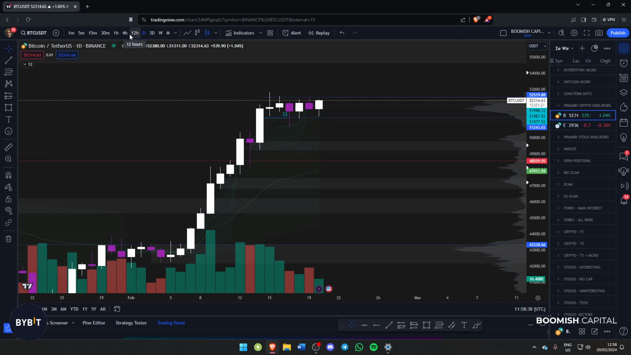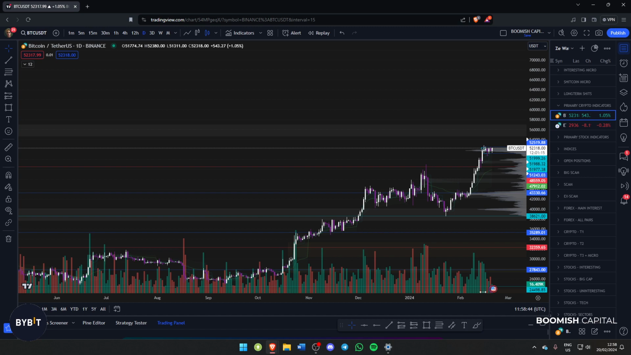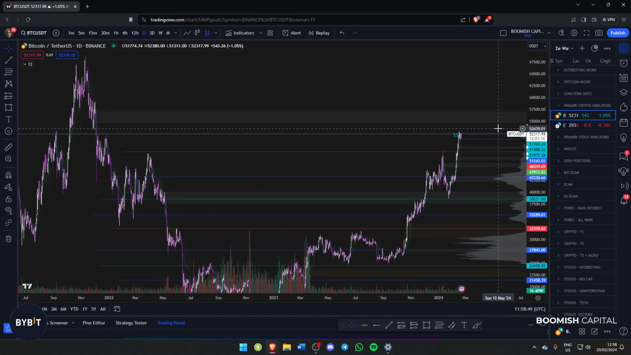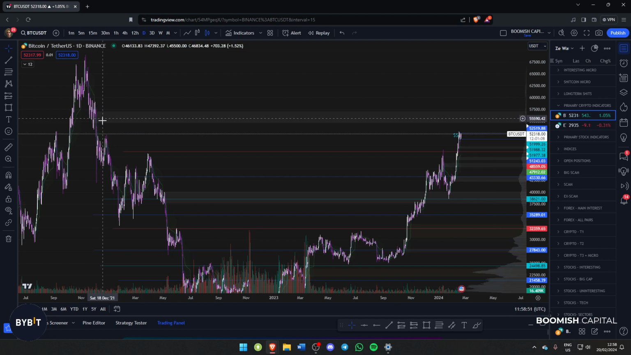So where are we at right now? We're sitting in this kind of range on the daily. As per key levels, I would definitely be looking at 54 as the main resistance here, mainly because there's a void, etc. This is the level where I'm most interested.